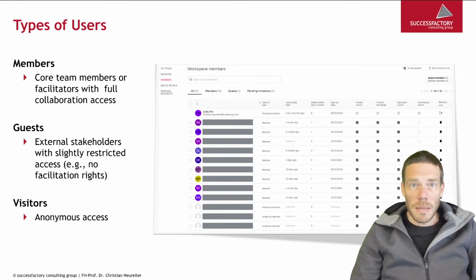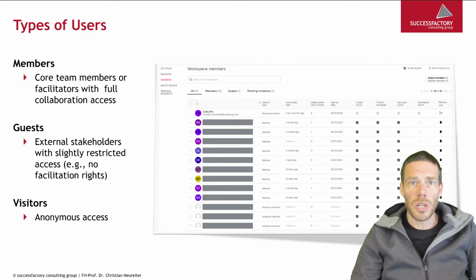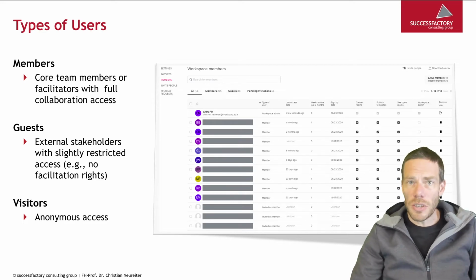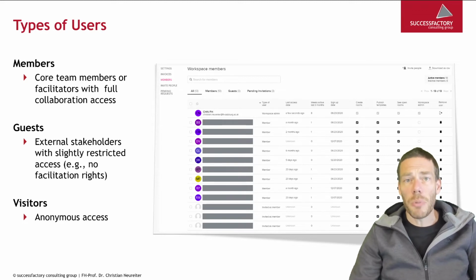The second thing is we can integrate people as guests. So guests are external users, who are not a member of your workspace, and they have slightly restricted access. So they, for example, cannot be equipped with facilitation rights. They cannot create rooms, but they have a personal account, so they are visible with their name and with their picture if they want to. And that's pretty nice if you collaborate with people on a frequent basis.